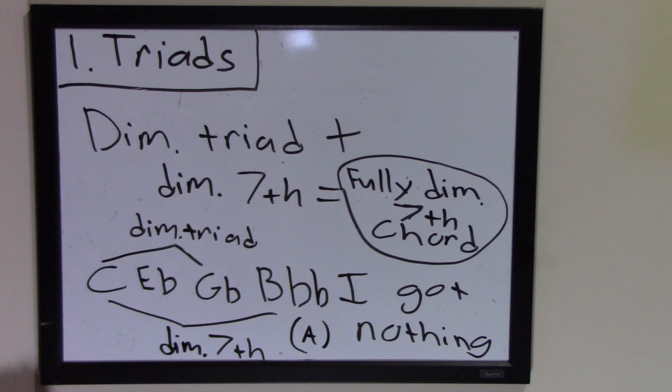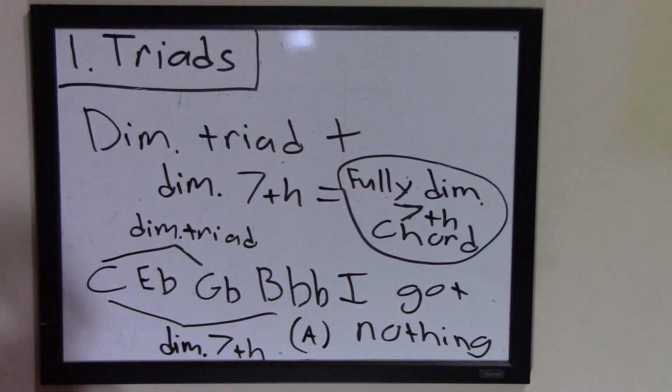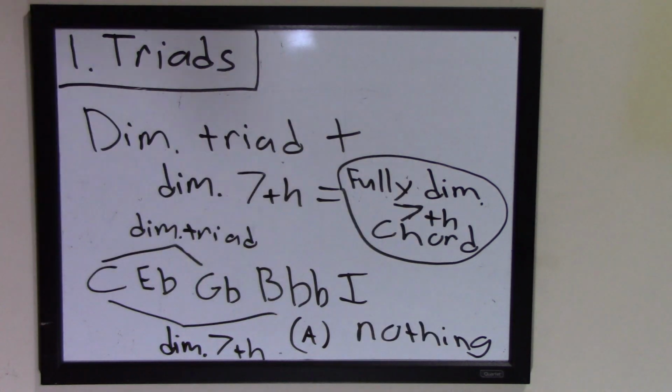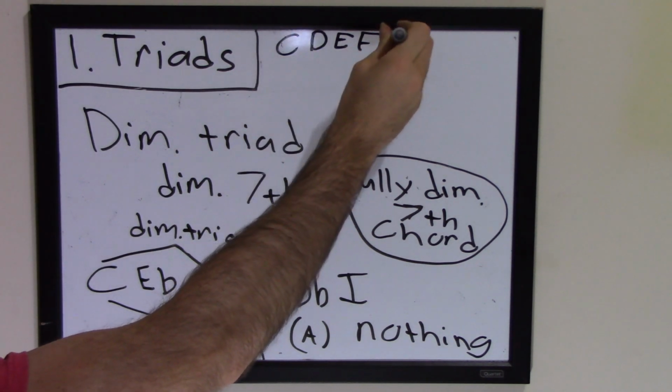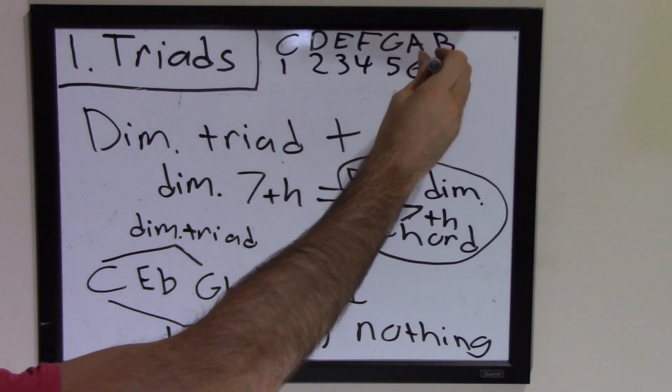So, let's give an example. We'll start with our diminished triad, which would be C, E flat, and G flat, and then you're going to add a diminished seventh. What is a diminished seventh? Well, it's going to be a seventh above the root, so it's going to be some kind of B, because C, D, E, F, G, A, B, that's 7, and it's going to consist of 9 half steps.